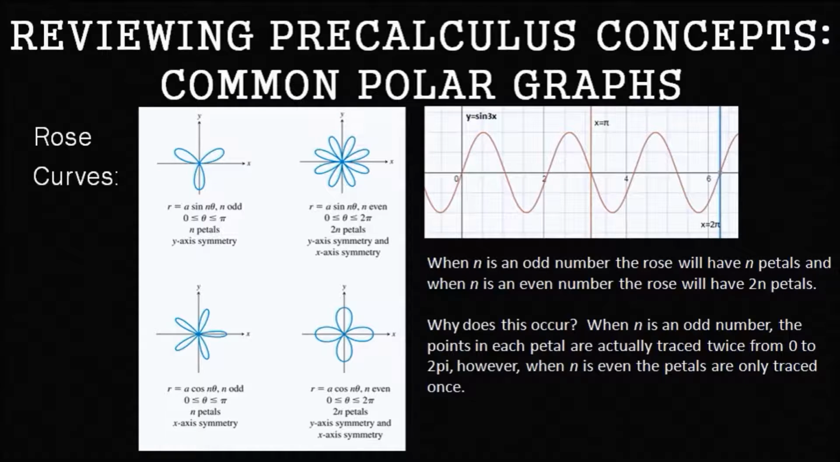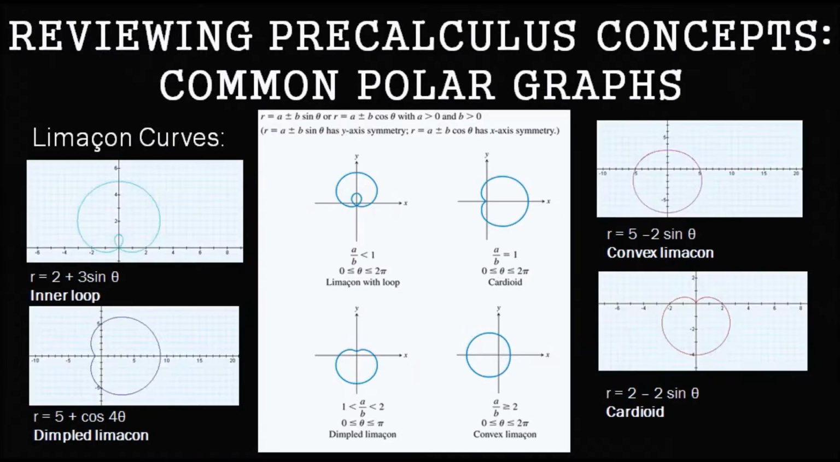Similarly, graphs of the form r equals a cosine n theta, with n being odd, have n petals and x-axis symmetry, while graphs of the form r equals a cosine n theta, with n being even, have 2n petals and not only y-axis symmetry, but also x-axis symmetry. And the reason why this occurs is that when n is an odd number, the points in each petal are actually traced twice, from 0 to 2 pi. However, when n is even, the petals are only traced once.